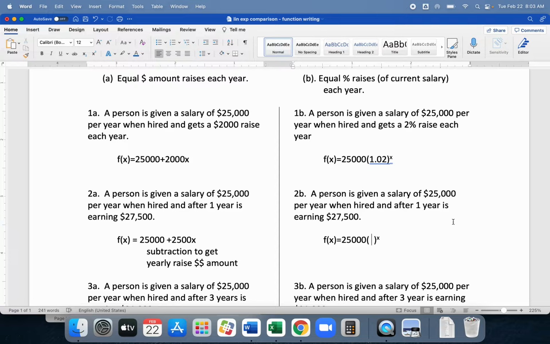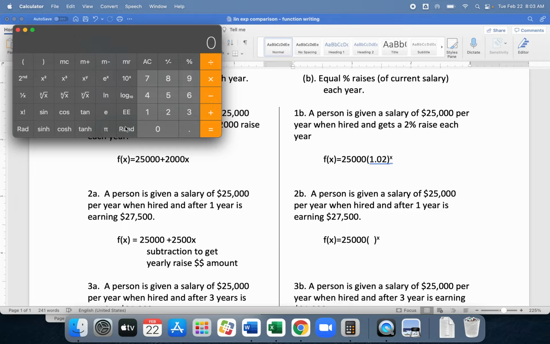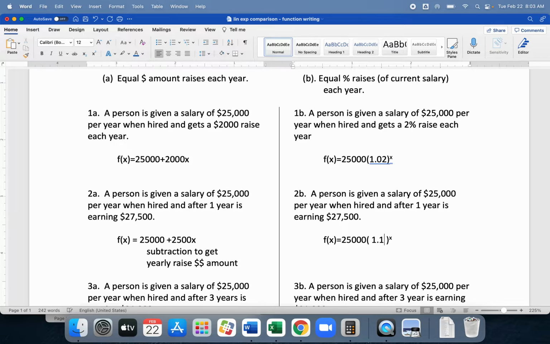27,500 divided by 25,000 should come out pretty nicely, right? Yeah. 27,500 divided by 25,000 is 1.1. That's our growth factor. What percent increase does that mean, by the way? 10%, right? That's a 10% raise per year. Or you can maybe see, oh yeah, it increased by 2,500. 2,500 compared to 25,000. It's just off by one digit. It's off by a zero. So it's 10% of the original.